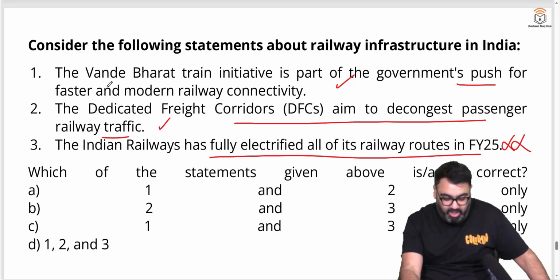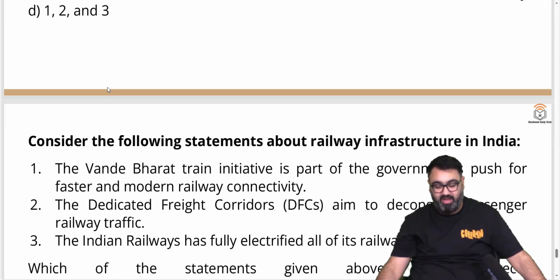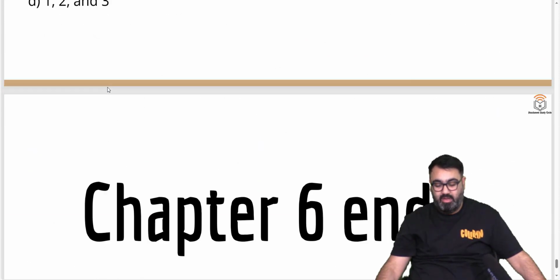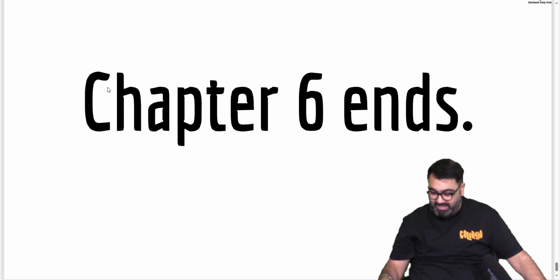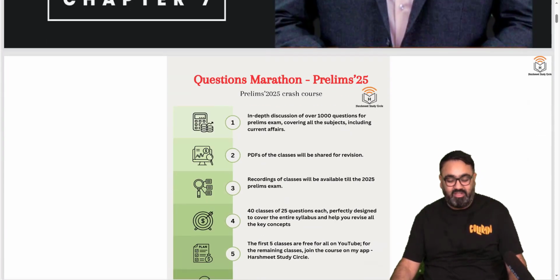The answer thus is 1 and 2. That is A. The third statement is wrong. Full electrification has still not happened. This was chapter number 6. So we begin with chapter number 7.